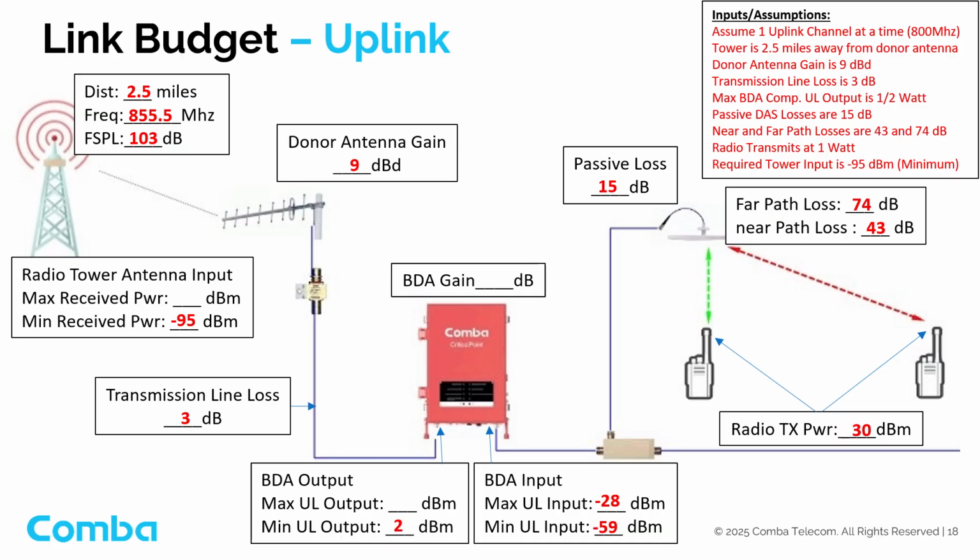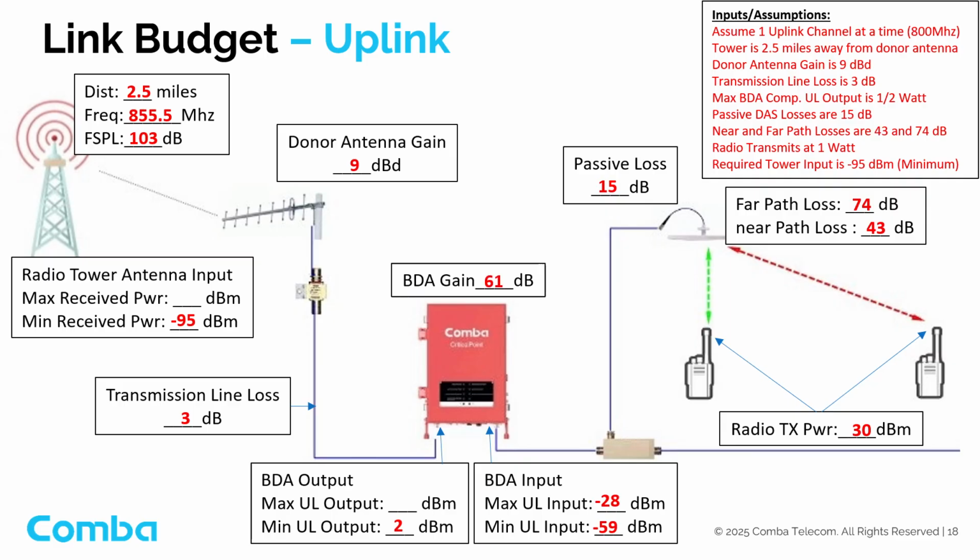Next, now that we know both the minimum BDA input power and the minimum BDA output power, we can calculate the required BDA uplink gain using the following formula. The BDA uplink gain is equal to the minimum BDA uplink output power minus the minimum BDA uplink input power, which gives us positive 2 dBm minus negative 59 dBm equals 61 dB.